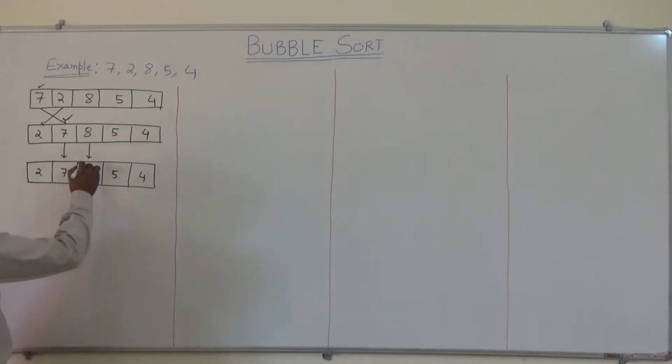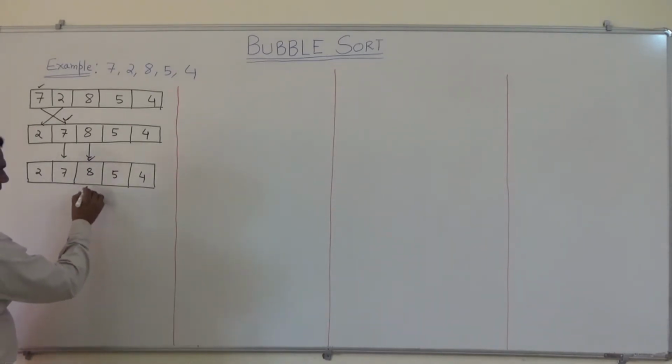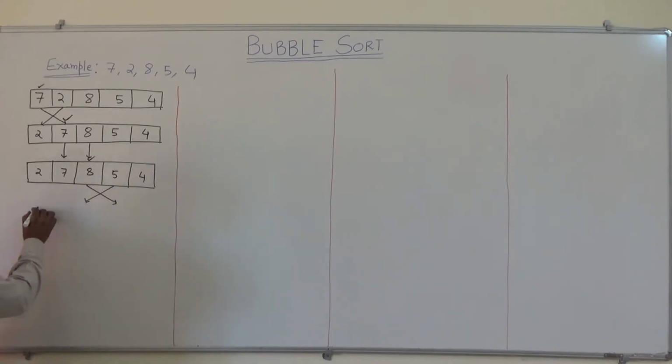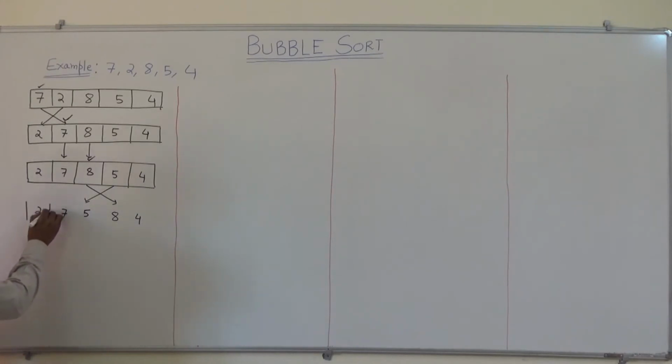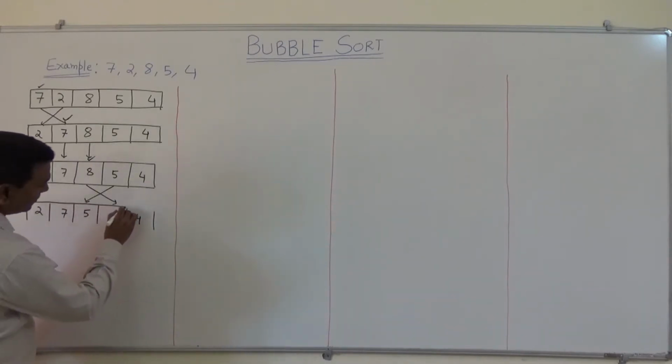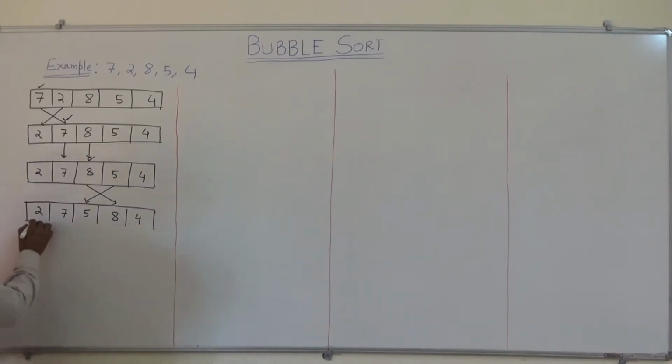Now we will compare 8 with 5. Because 8 is greater than 5, these 2 elements are swapped. So it comes out to be 2, 7, 5, 8 and then 4. So in this way 8 and 5 are swapped because 8 is greater than 5.